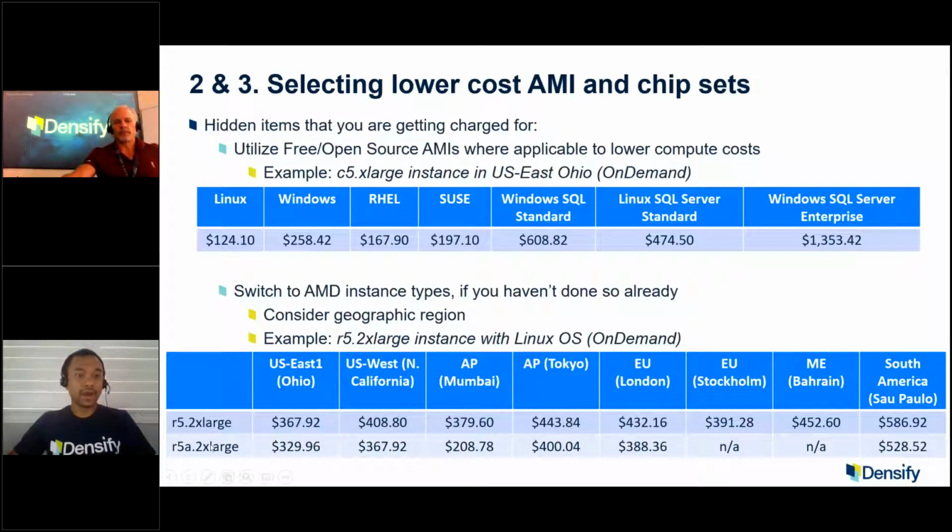And just going with the R5A 2 extra large as a comparison, you can see the price difference between US East and the R5 extra large. You can see it's almost $50. And in comparison, if you go to Mumbai, that's $110. So again, be aware of these pricing differences. And again, the R5A or the AMD chipsets give you the same or better performance, and prices vary as well. So it's a good option for you to look at.